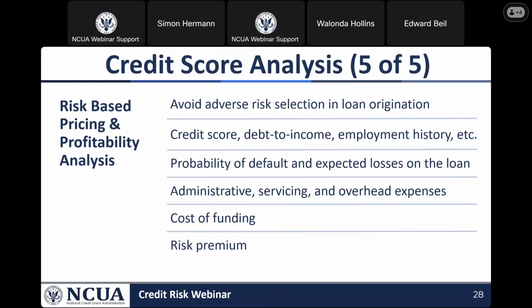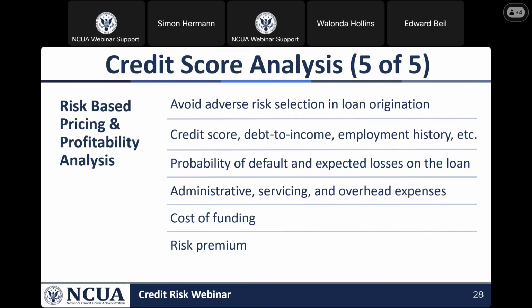Conversely, a lower credit quality borrower is more likely to obtain financing at an institution that does not utilize risk-based pricing because those borrowers are less likely to be able to obtain financing elsewhere, or if they can obtain financing elsewhere, it will be at a higher rate. Adverse risk selection can bias the loan portfolio towards borrowers with a higher probability of defaulting on their loans.